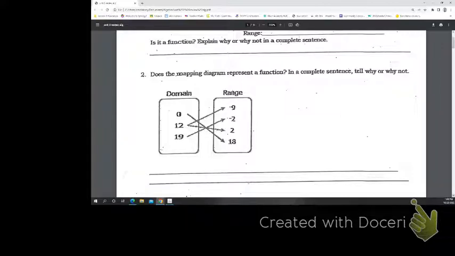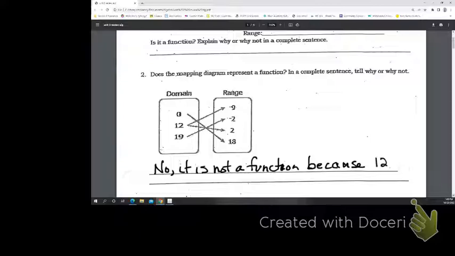So here, is it a function? No, it is not a function. And why is it not a function? Okay, so I could say that, but when I look at it, it doesn't look like it repeated. I see 0, 12, 19. Ah, right? Okay, because 12, or you could say the domain has repeating numbers, but some of your classmates are looking and saying, I don't see things that are repeating. But because 12 is paired with 2 numbers in the range.